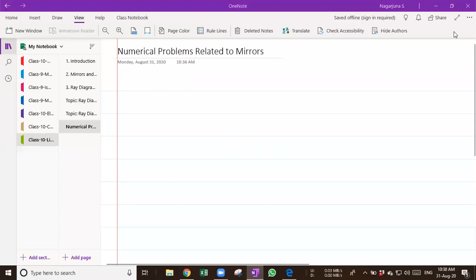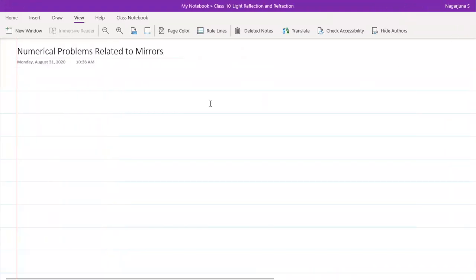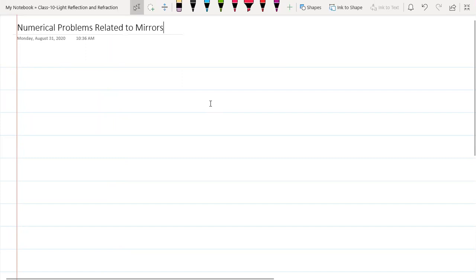Okay guys, today we are going to see numerical problems related to mirrors. If you see the chapter light reflection refraction in your examination, they are going to ask theory questions at the same time numerical problems.